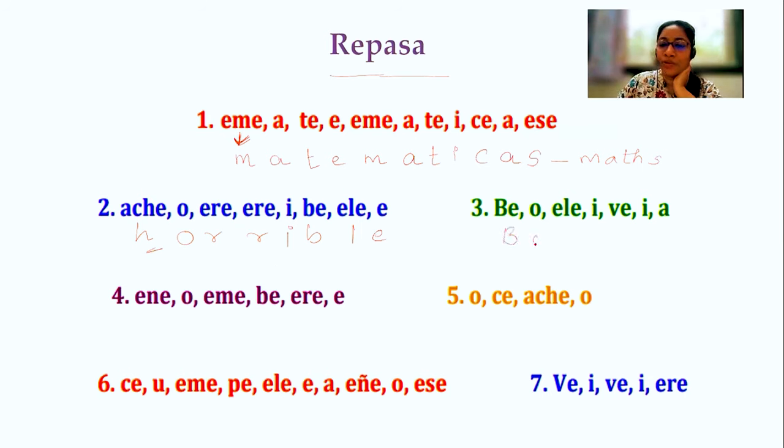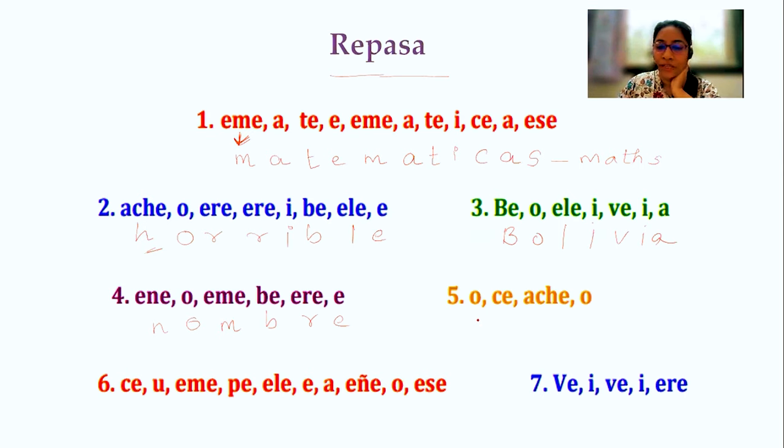B is B, O is O, L is L, I is I, V is V, I is I, A is A. Bolivia. Bolivia is the name of a country. N is N, O is O, M is M, B is B, R is R, E is E. Nombre. Next one.